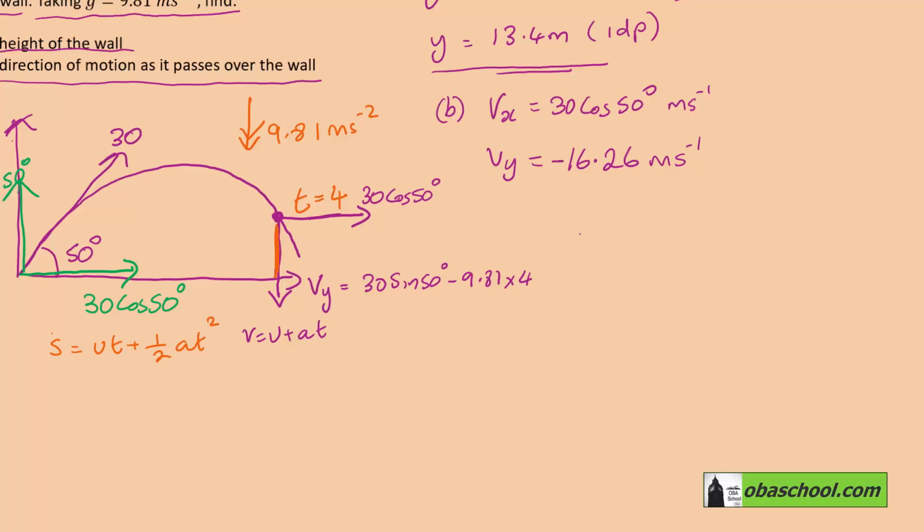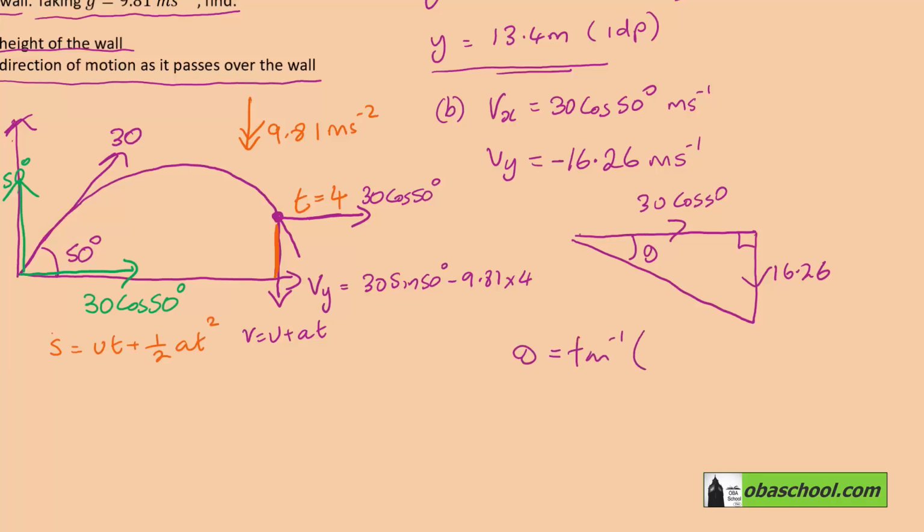So we know that it is going across 30 cos 50 and downwards 16.26, and then we can work out this angle. We've got a right angle triangle here. So theta is going to be the inverse tangent of 16.26 divided by 30 cos 50 degrees.